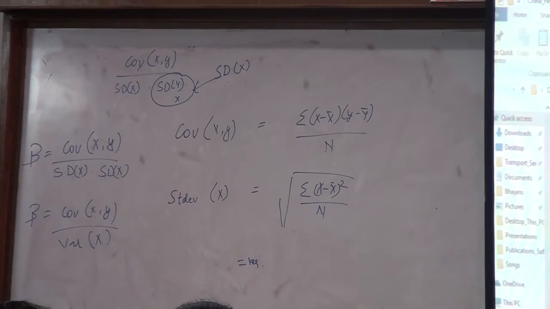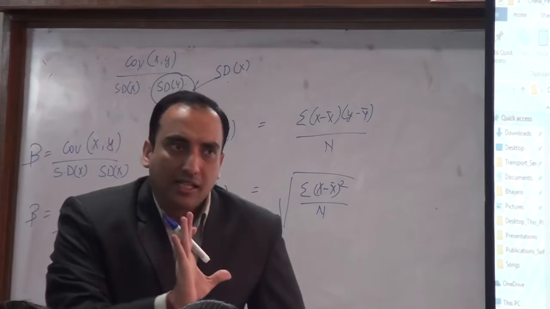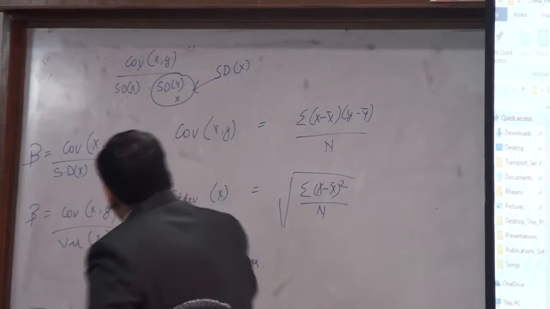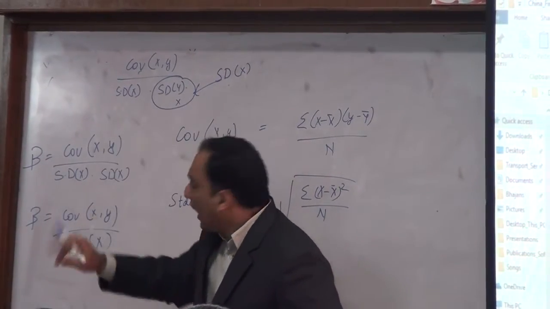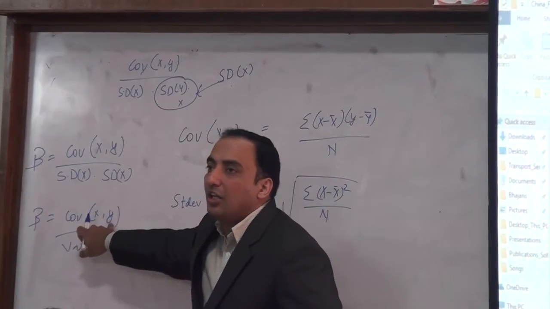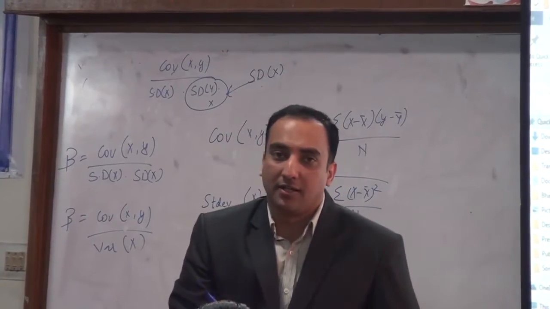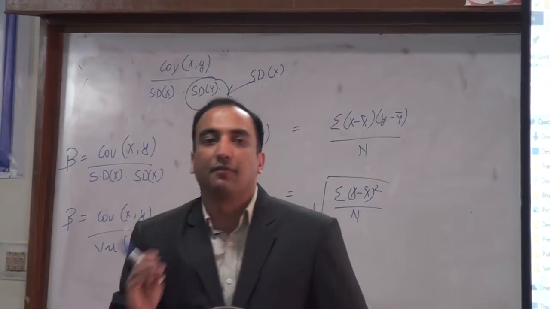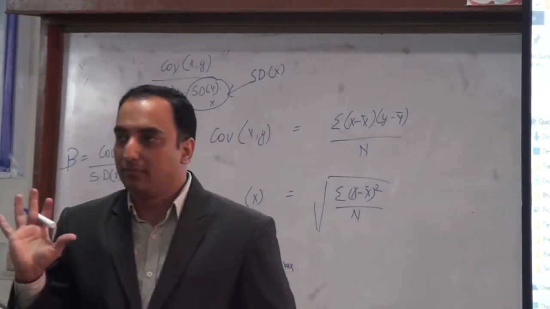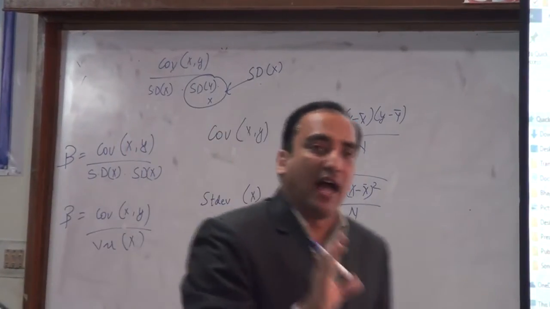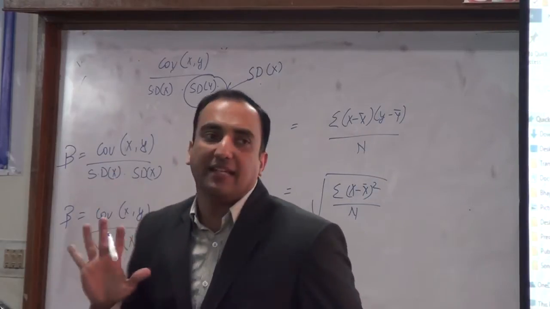Now you will remember me. This is clear, what is beta? Whenever we are doing covariance or correlation, we are assuming that both x and y are ratio scale. If one of them is not in ratio scale, the covariance will not make any sense.